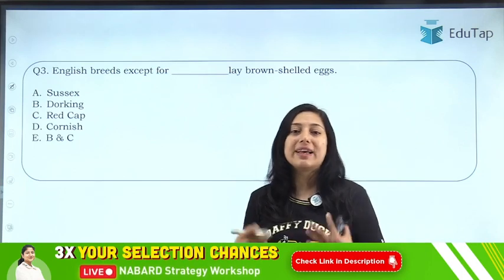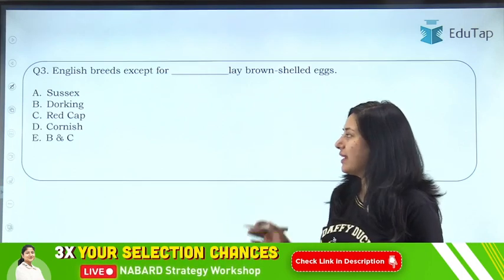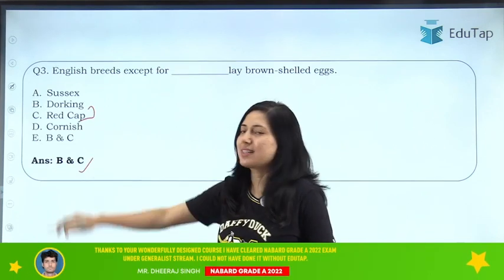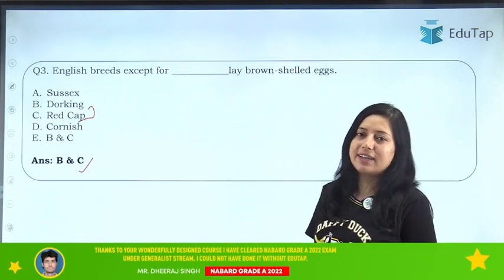Then we have the next question: English breeds except for dash lay brown shelled eggs. Again, this is an exception question. We know that among the English breeds, Dorking and Red Cap were the exception; except for these, others lay brown eggs.